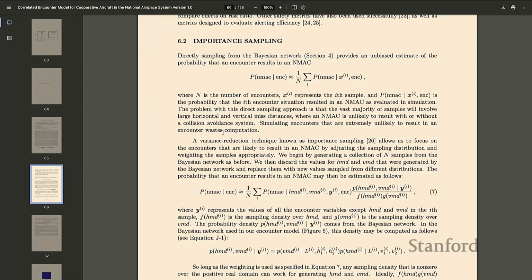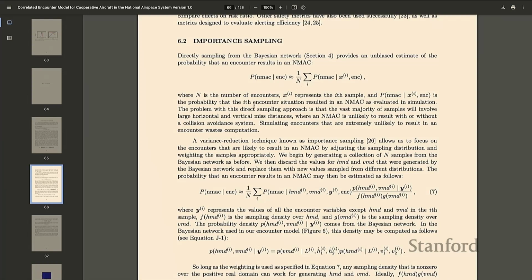And you can basically sample aircraft encounters from this Bayesian network in order to simulate two aircraft flying at each other to understand whether or not your system will be preventing a near mid-air collision, or an NMAC. And so what you want to end up computing is the probability that with your system, the aircraft result in a near mid-air collision, given that they're in some sort of encounter scenario. And so you could do that by just sampling a bunch of encounters from this Bayesian network and then trying to see how many of them result in NMACs when you use your collision avoidance system.